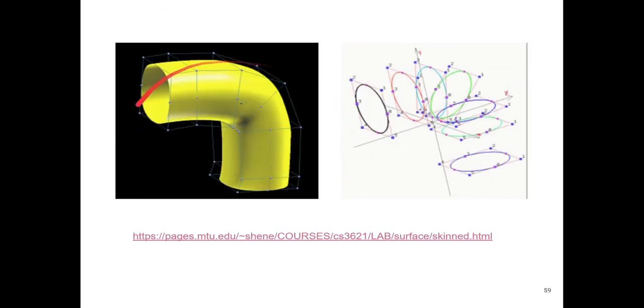Here is another example. In this one, the author designed a pipe using the skin method. See here, the author used a lot of curves, I mean circles, so he can align them in the shape of the pipe. By using this skin method, we can get this pipe by using the circles.